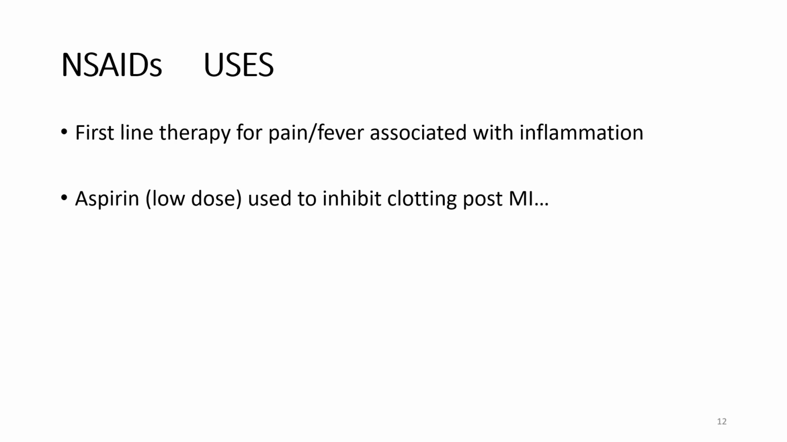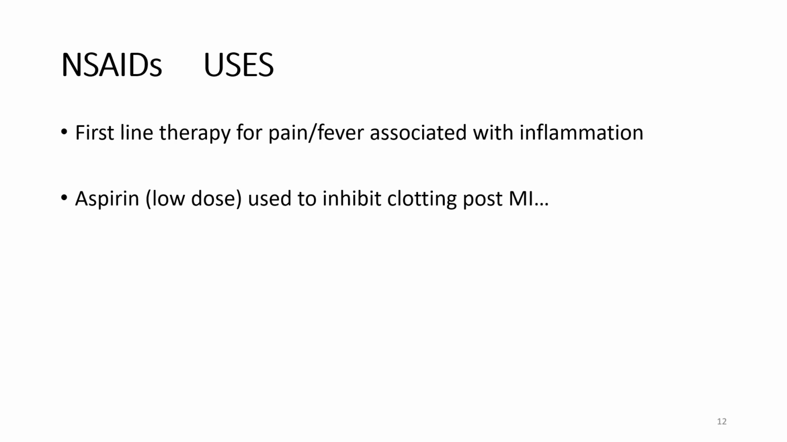So uses of NSAIDs, of course, they should always be our first line of therapy for pain and fever associated with inflammation. Again, avoiding aspirin in children. Now, aspirin is widely used in patients after an MI or heart attack, however you want to describe it. It's all the same thing. And the reason for that is typically we want them to have thinner blood because they've either had some type of clot form that's caused an MI, something of that nature.